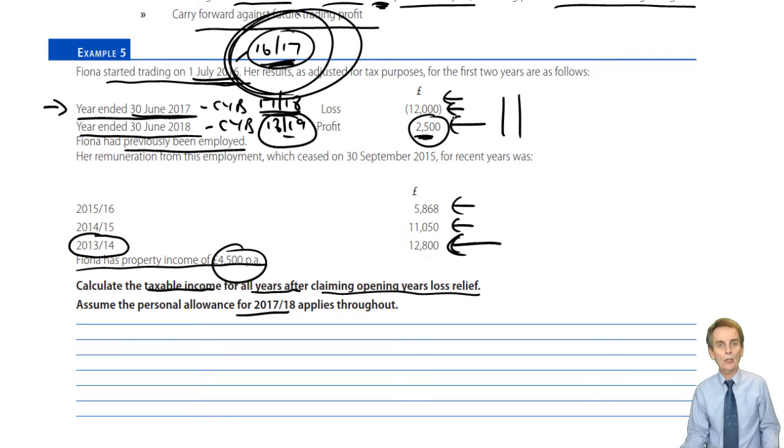So, set you a task. Could you do that, please, first of all? So, pause at this point, work those figures through. We'll then check to make sure we've got the right numbers.